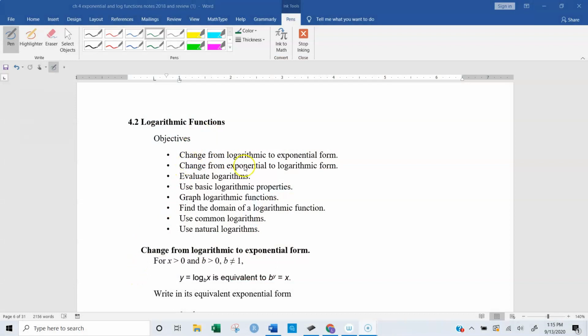So we're going to change log to exponential and vice versa, is what this means. After that, we're going to evaluate logs. We're going to actually find answers. We're going to do basic properties with logs. We are going to graph them, talk about domain and range, and the difference between a common log and a natural log, which are just buttons on your calculator. Okay, the first step is, let's go this way.